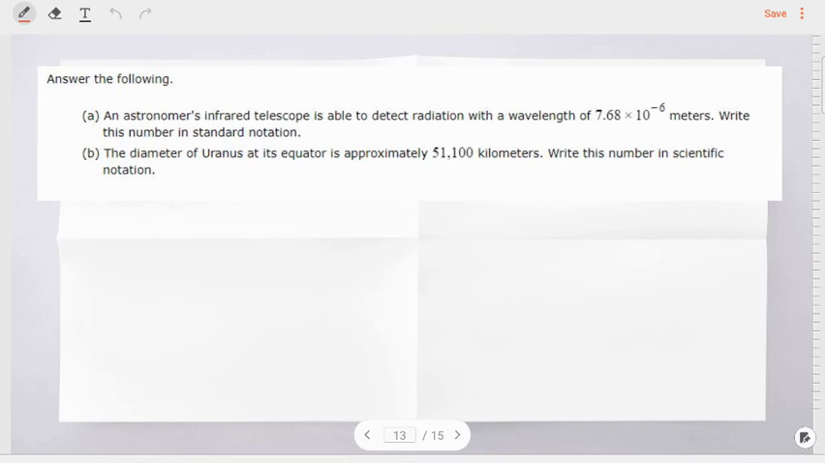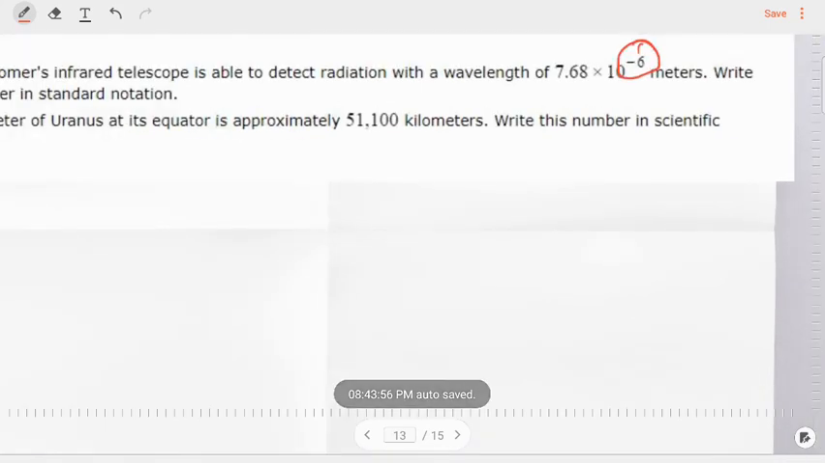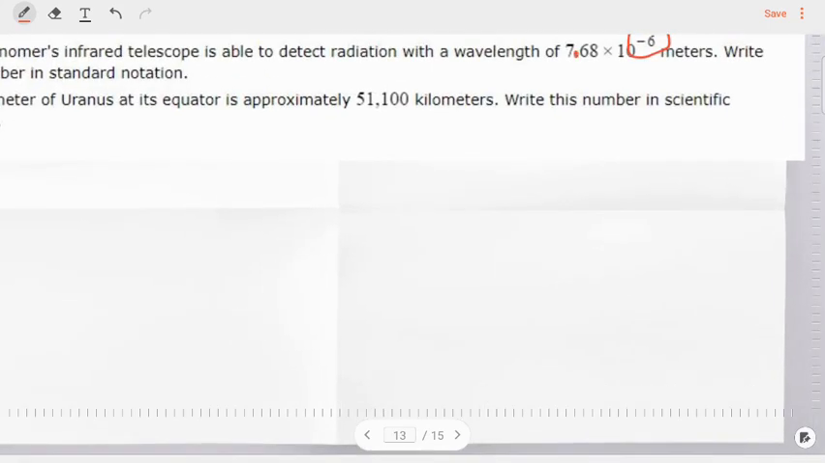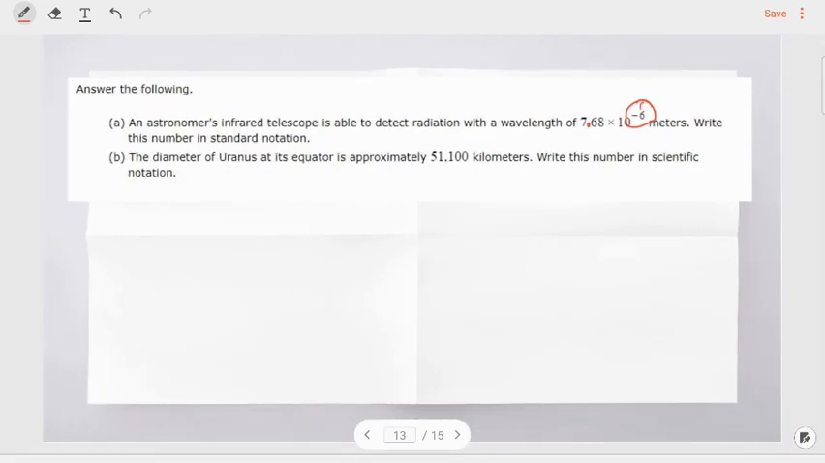So I want to get rid of the scientific. As soon as I see that's a negative exponent, I know that the number I'm going to be converting to is going to be a small one. So I'm going to go to my decimal point. If I want a smaller number, I'm going to move my decimal to the left. I'm going to move it 6 times: 1, 2, 3, 4, 5, 6. That's going to give me 5 zeros. So I have 0.00000768.